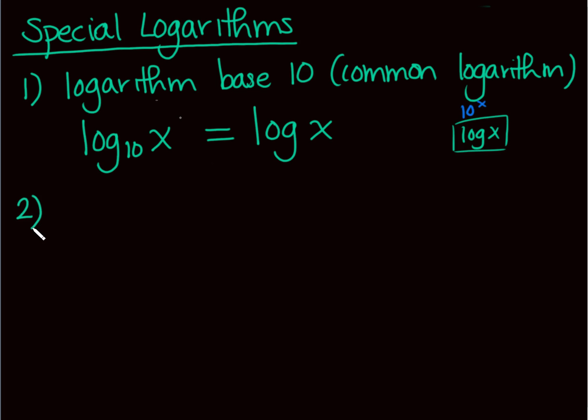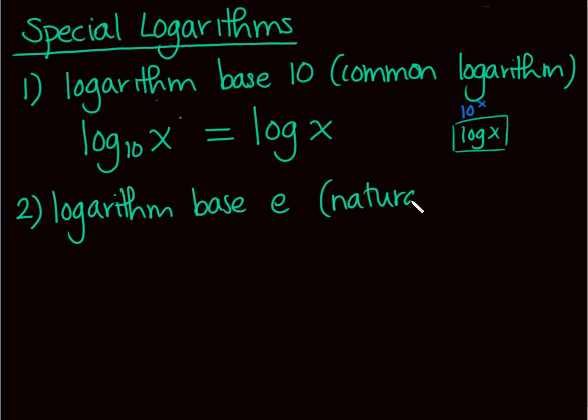The other special logarithm is our friend e. So logarithm base e. And this is what we call a natural logarithm because e is a freaky number, you guys. It comes up all the time. Population growth, population decline. It's our natural logarithm because it's naturally occurring in nature.